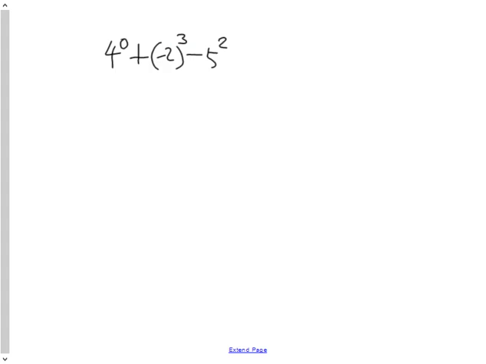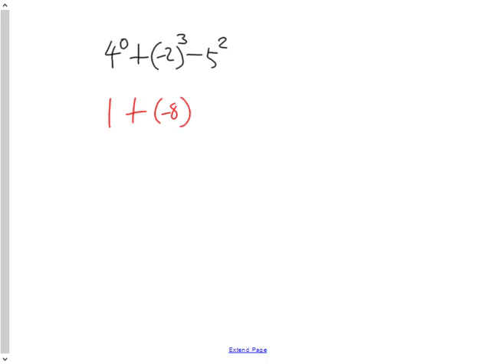Your next question also deals with powers. 4 to the exponent of 0. Any base to the exponent of 0 is 1, except if it was this, because this is the opposite of 4 to the 0, in which case this would have been a negative 1. However, if it had been negative 4 in brackets to the exponent of 0, it would have been a positive 1, because any base to the exponent of 0 is 1, unless that base is not defined with brackets. So 4 to the exponent of 0 is 1. Negative 2 cubed is negative 2 times negative 2 times negative 2, which is negative 8.